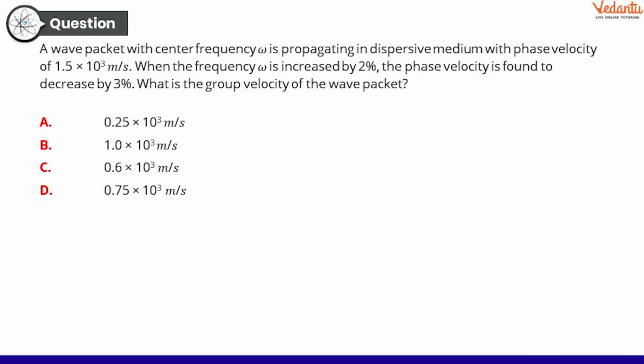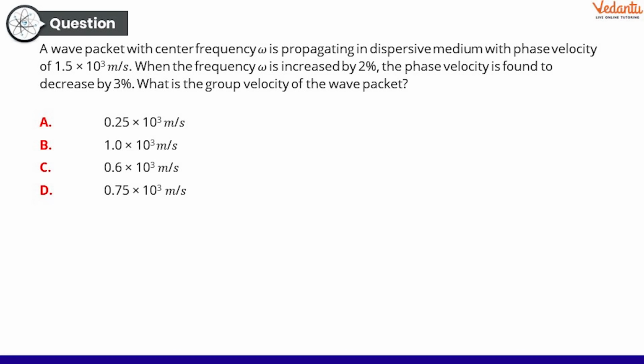Okay, so this looks difficult even for me. Anyways, question number 4. A wave packet with center frequency omega is propagating in a dispersive medium with phase velocity of 1.5 into 10 to the power 3 meters per second. When the frequency omega is increased by 2%, the phase velocity is found to decrease by 3%. So what is the group velocity of the wave packet?